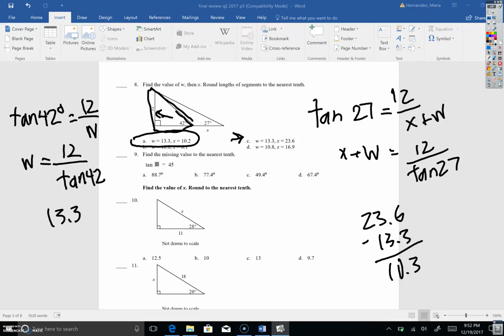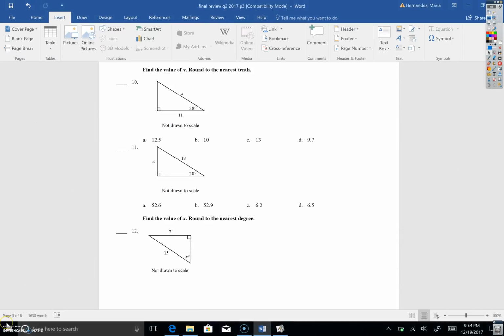Okay. Number 9, find the missing value to the nearest tenth. Okay. If we're looking for this right here, remember we have to use tangent -1 of 45. If we do that, we should get 88.7. Find the value of X here. Okay. Here we're trying to find x.